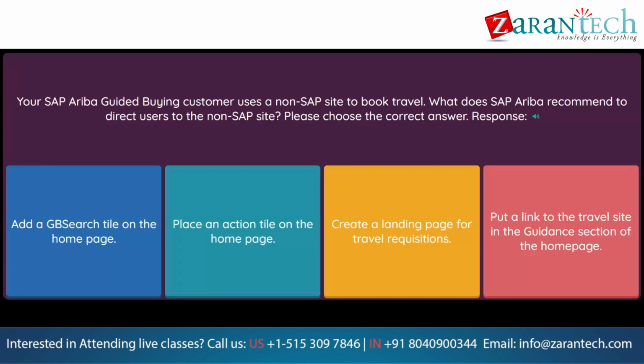Option 2, place an action tile on the home page. Option 3, create a landing page for travel requisitions. Option 4, put a link to the travel site in the guidance section of the homepage.